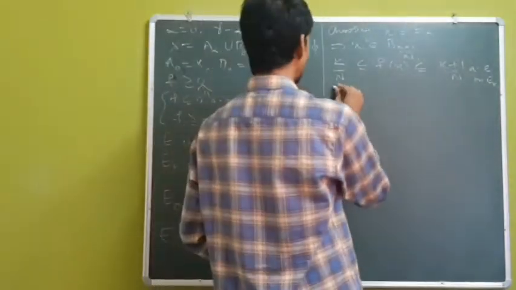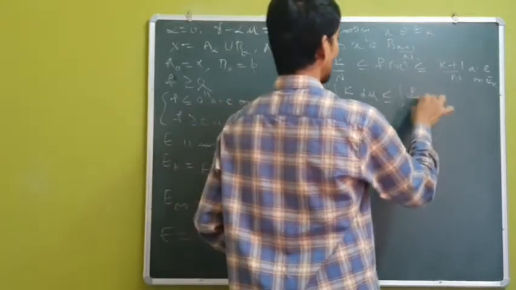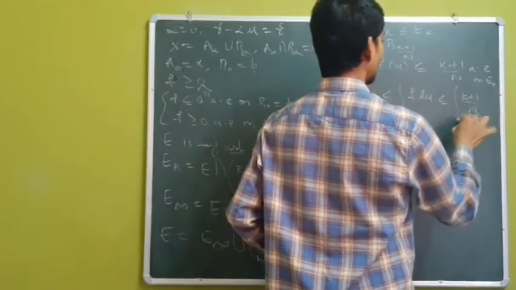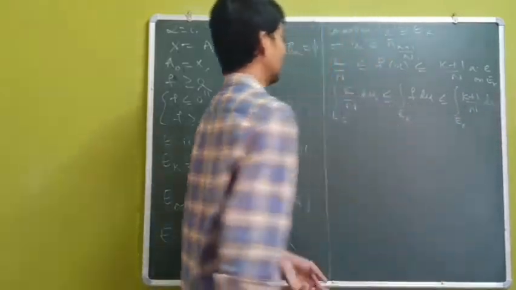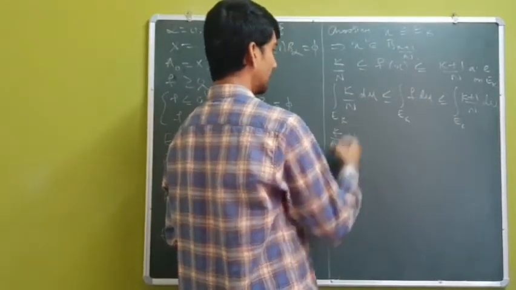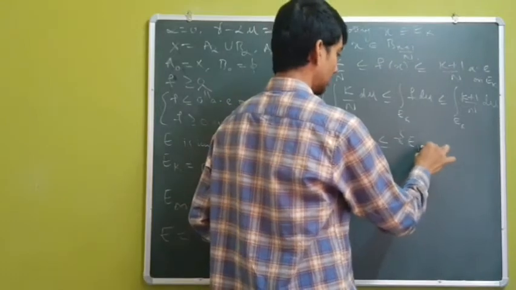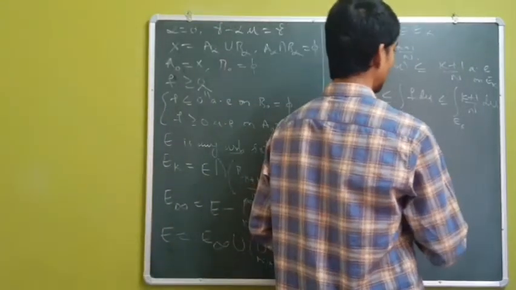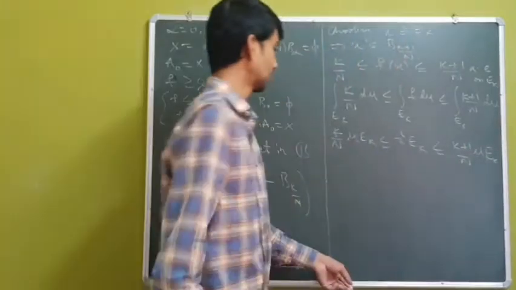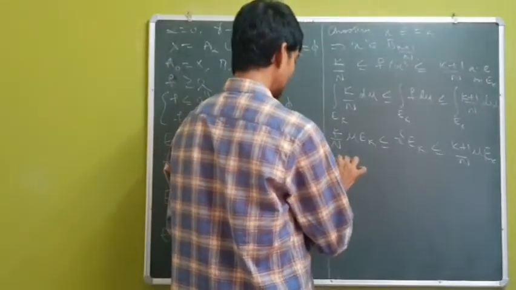Now integrating all sides with respect to mu over the set E_k, we have the integral of f over E_k with respect to mu, and the integral of k plus 1 by n over E_k with respect to mu. Integrating all this, I get k by n, and by definition of a Lebesgue integral, this is mu of E_k. If I choose this to be gamma of E_k, this will be less than or equal to k plus 1 by n times mu of E_k. So clearly these are bounds for gamma of E_k.